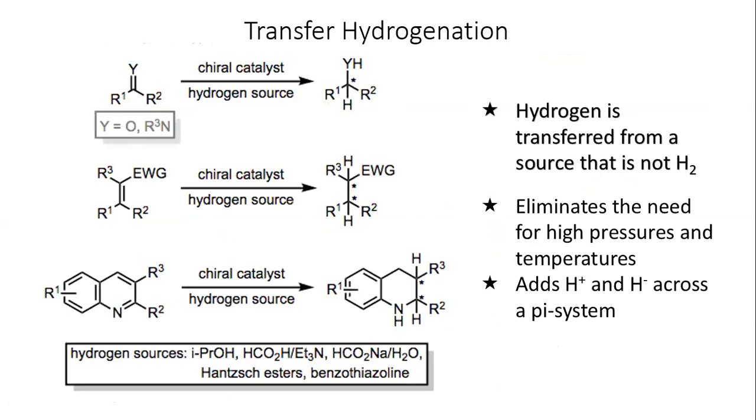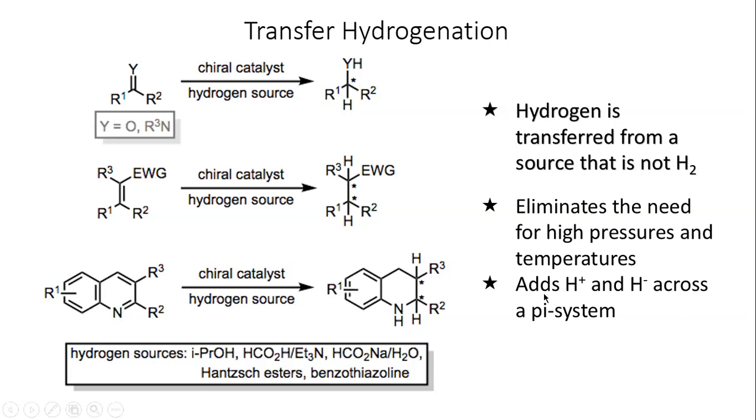The Noyori system is also amenable to what's called transfer hydrogenation. And that is when your proton or your hydrogen doesn't come from H2. What this does is it actually makes the process milder because you don't need high pressures like 50 bar, 20, 25 bar. You don't need to increase the temperature, nothing, right?